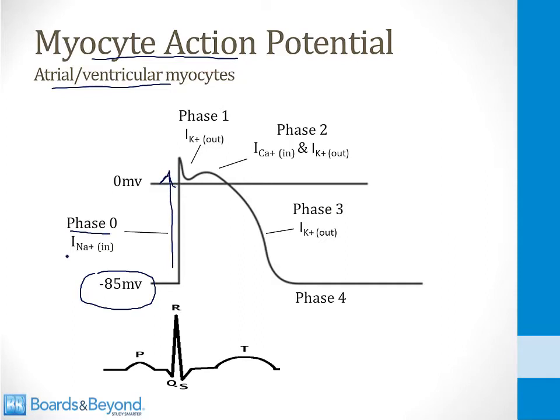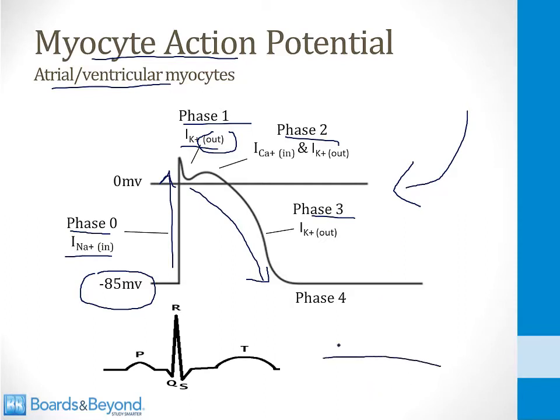This phase is determined by sodium channels, which open and allow sodium to rush in the cell. They then move through phases 1, 2, and 3, all of which involve potassium channels opening and allowing potassium to flow out of the cell and bring the voltage back down to minus 85 millivolts. Now, this action potential shows the change in membrane potential across a single myocyte.